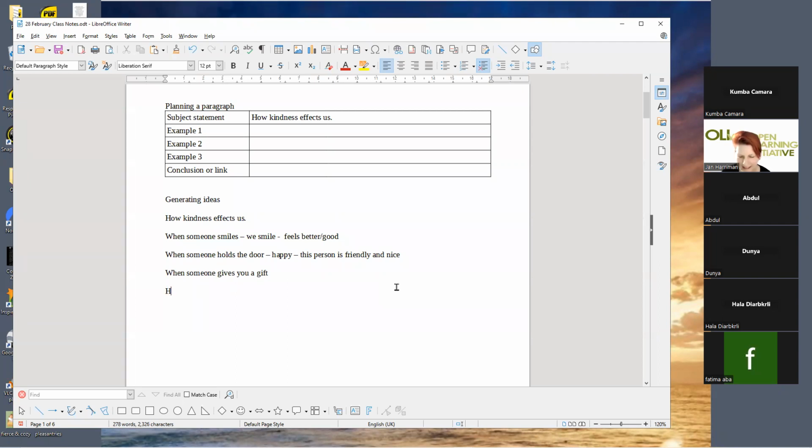Let's try the words. What are some other examples? Let's think. Other small things. What kind of ways do people help others without asking? Like helping someone crossing the road, for example.